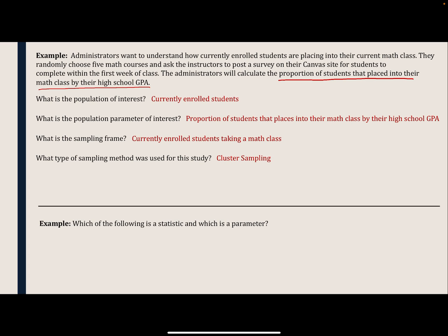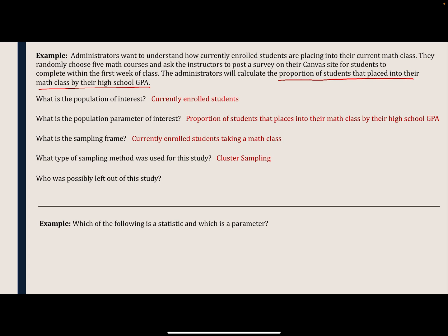A voluntary response sample would just be if the administrators just put it on the HCC website and asked anybody to fill it out, right? They're not trying in any way to target certain individuals. But in this example, they are targeting certain individuals.